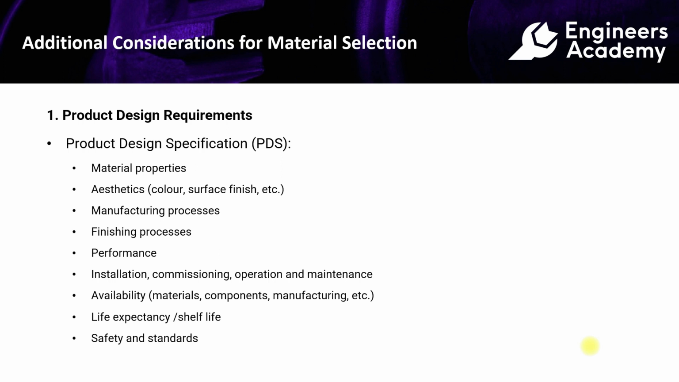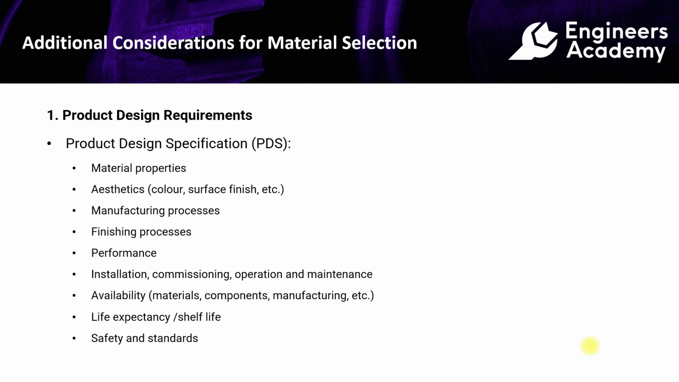Another consideration might be availability of materials, or availability of built-in components, or even availability of manufacturing processes. So are there companies that can manufacture these components or products in a timely manner in order to achieve the desired result within a specified timescale? Now, further to this, we might have considerations such as life expectancy of the product, shelf life of the product, and any maintenance schedule that needs to be adhered to in order to maximise the life expectancy for the component or product.